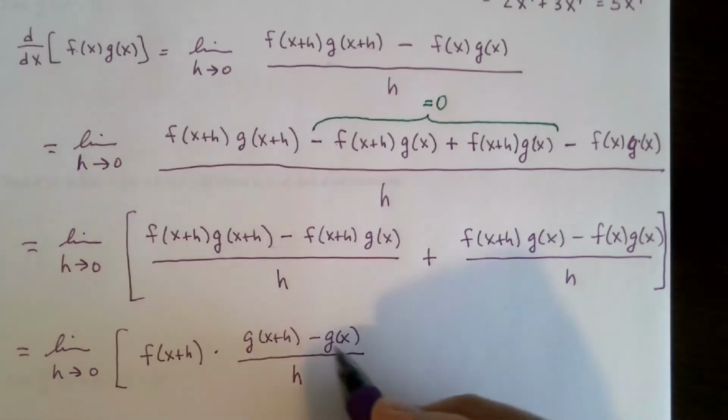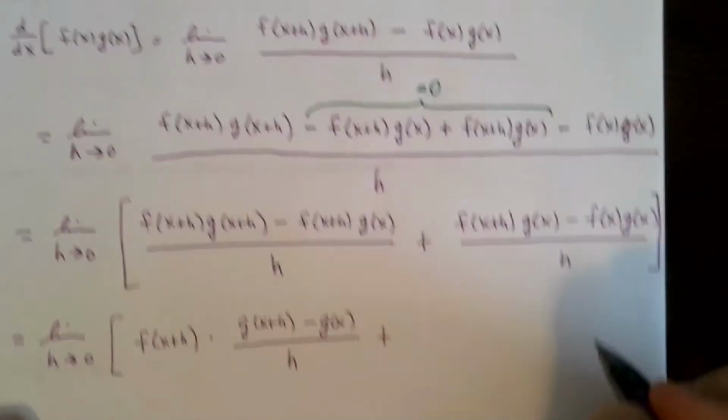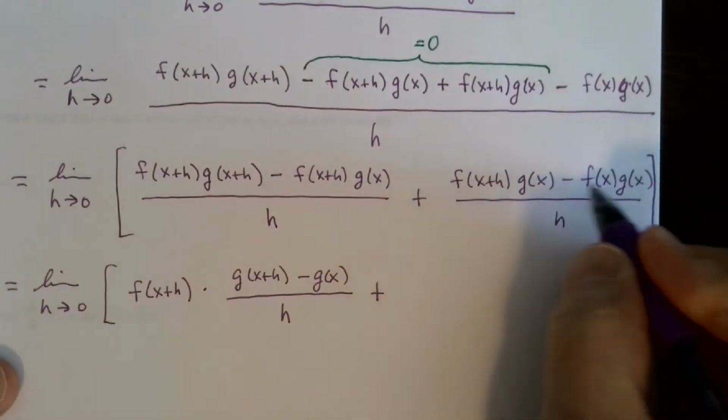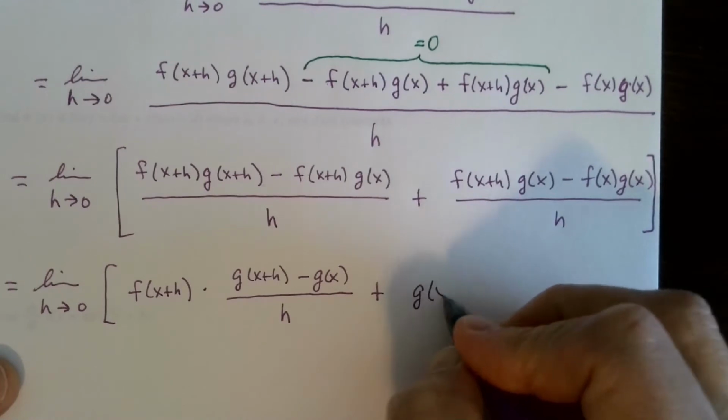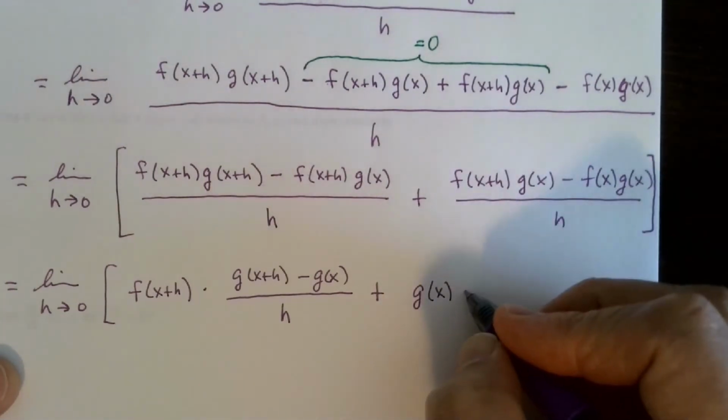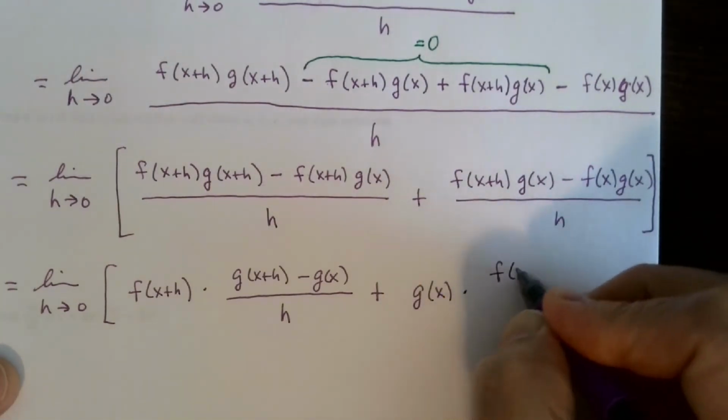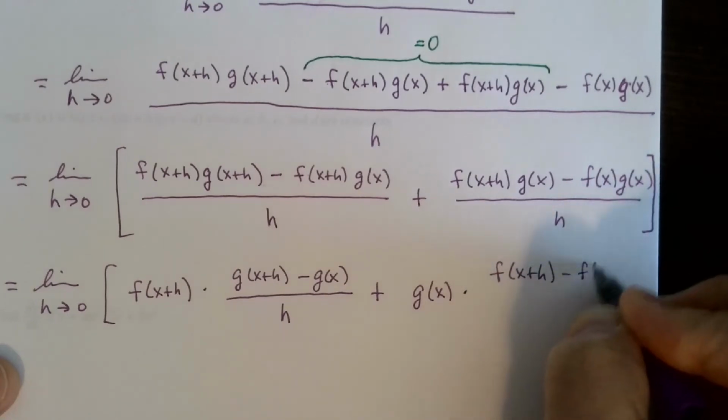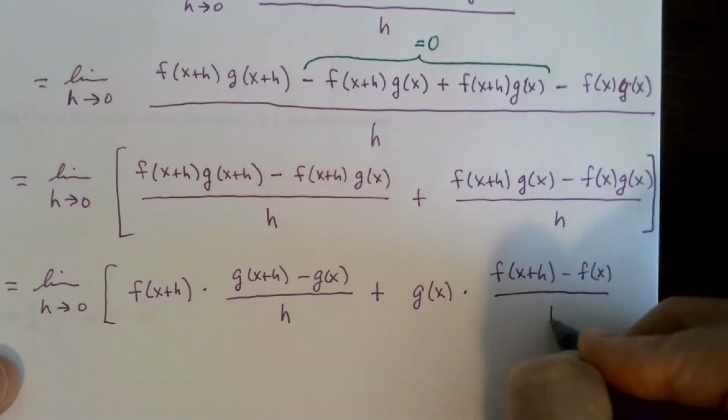Now, maybe you look at this, and this might look familiar. And you might begin to see why I'm doing what I'm doing here. Here I'm going to factor out a g of x. That's common to both the terms in the numerator. And that's going to leave me an f of x plus h minus f of x over h.